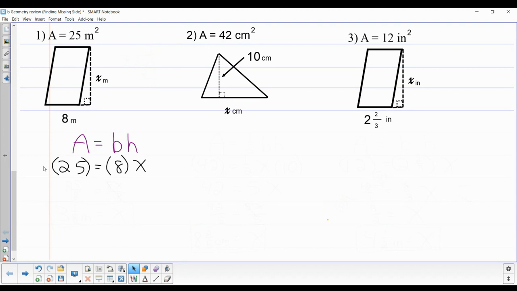Once we have plugged in, we solve. Now, if they're normal or regular area problems, you would just do the order of operations and simplify the numbers that are over here, the base and the height. But we don't know the height, which means in this case, we have to solve the equation we have here. You find the variable, it's an x. You look at what is happening to the variable. It is multiplying by 8. So we're going to do the inverse. We are going to do 8x divided by 8.